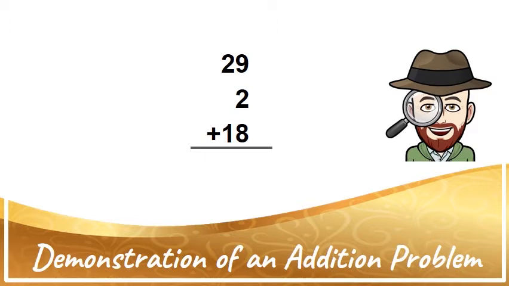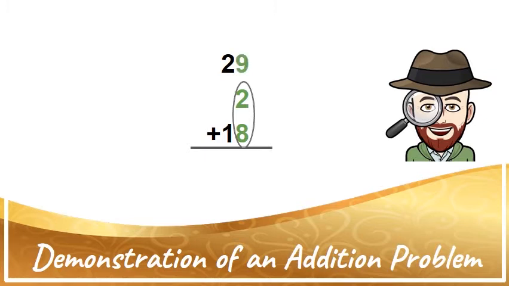So let's have a look at this problem. 29 plus 2 plus 18. The first thing I'm going to do is have a look at the units column. So here I have 9 plus 2 plus 8. Because I have more than two numbers that I'm adding together, I'm going to see if I can find something to make it a little bit easier. So what I'm going to look for first of all is friends of 10. Now when I look closely I can see a 2 and an 8 which add together to make 10. So I bundle those together and remember that I've done that.